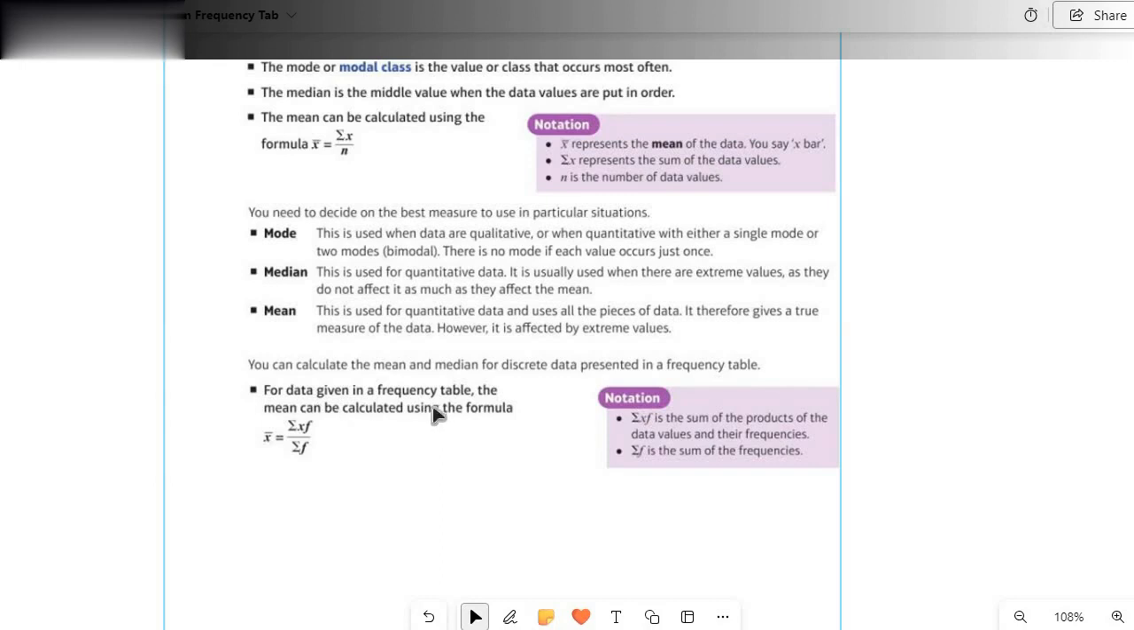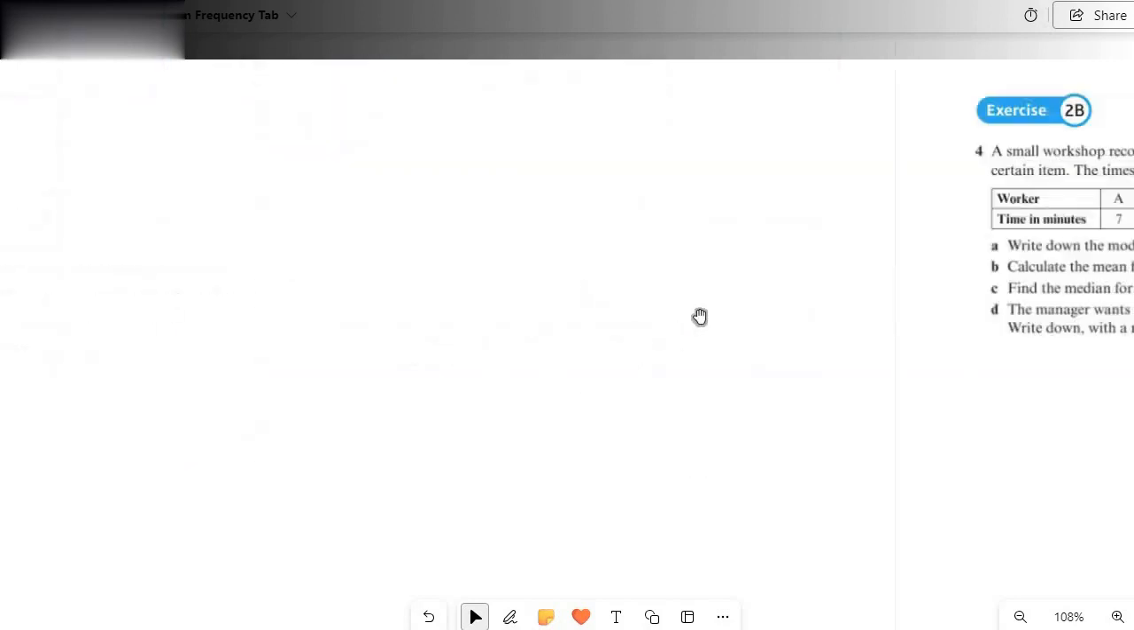For data given in a frequency table, the mean can be calculated using the formula mean = Σxf / Σf, where Σxf is the sum of the products of the data values and their frequencies, and Σf is the sum of the frequencies.